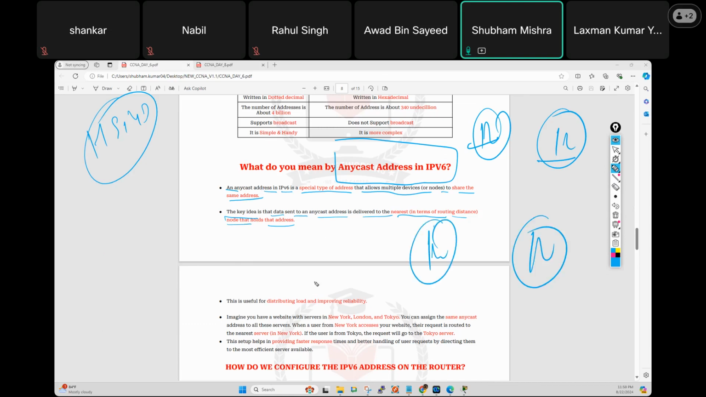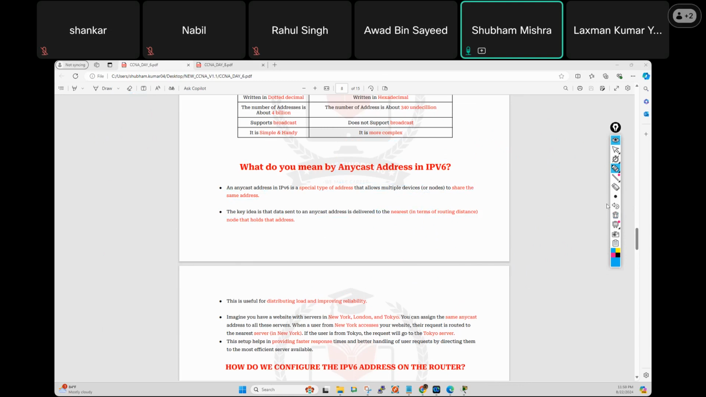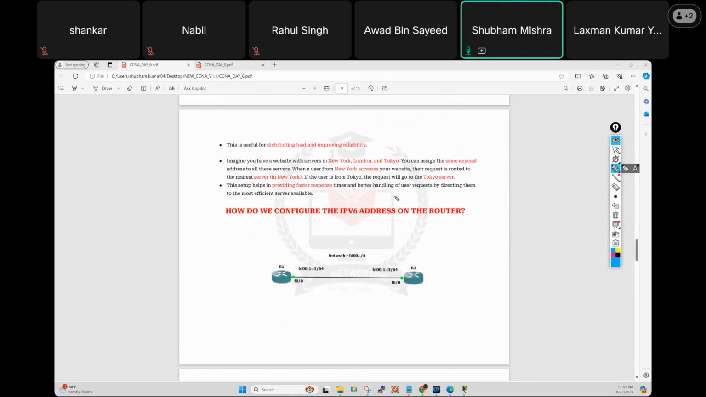Getting my point? Let's suppose this router is nearest to the source. So this router uses the anycast address and forwards this packet through this one. So this is basically the use of anycast address. I already wrote one example.